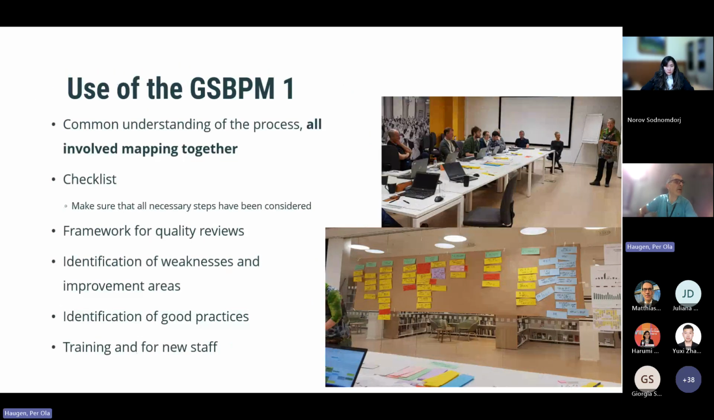So this use of GSBPM leads to a common understanding of the process. In this workshop, we involve all staff involved in the production of the statistics, both the subject matter people, communication staff, and IT staff. You can say we use the model as a checklist to make sure that all necessary steps have been considered. And I think the main goal of using this model is to identify weaknesses and improvement areas in the production of the statistics. But it's also important to identify good practices that could be shared among other divisions or among other producers.